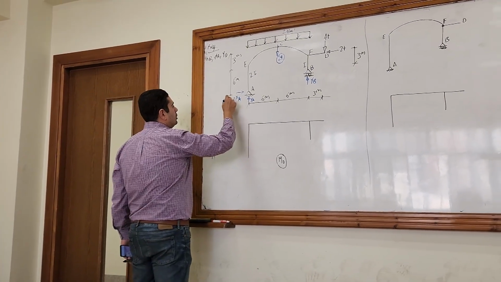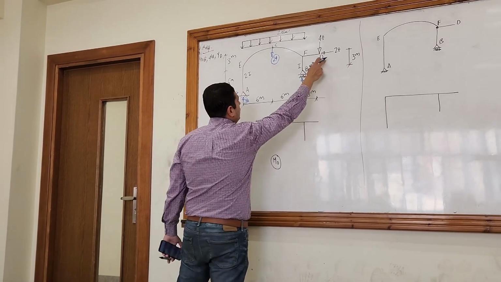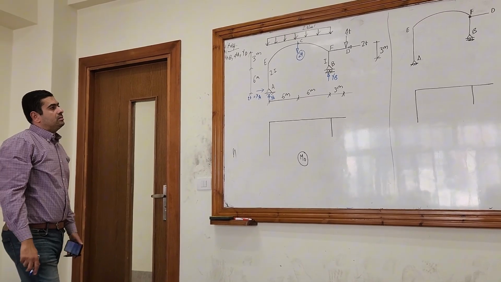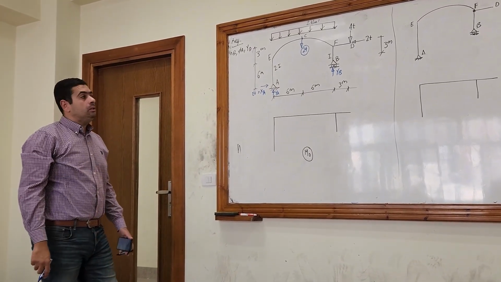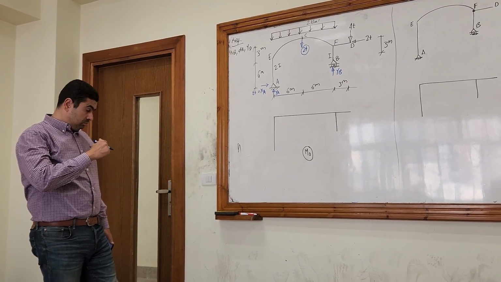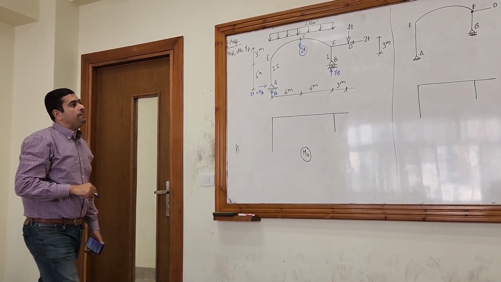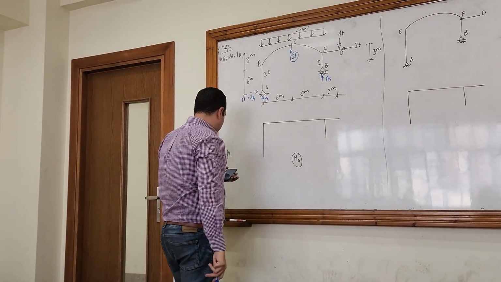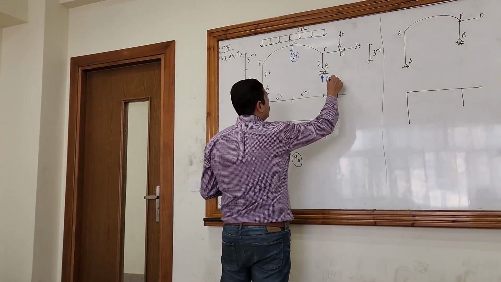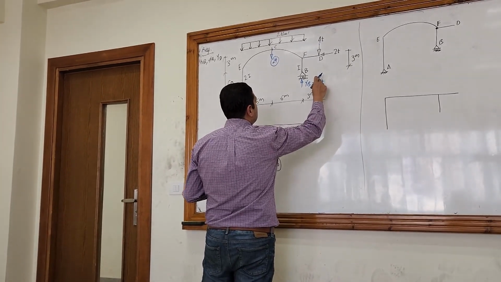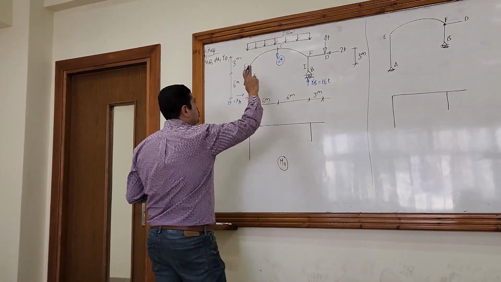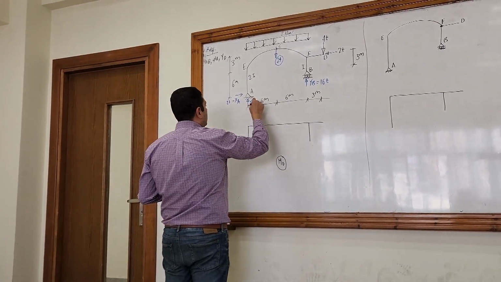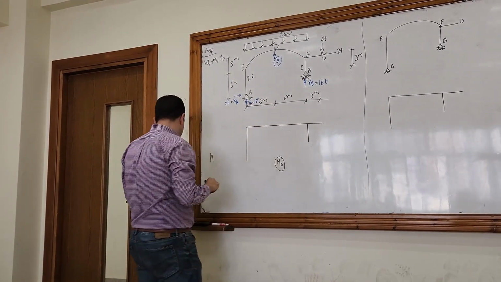XA is 2 ton to the right, the opposite direction for the 2 ton at point B. Okay. Let's take sigma moment at A to calculate YD. So 24 times 6, and then 4 times 15, and then 2 times 6, and YB times 12. YB will be equal to 16 ton. Sigma Y, 24 and 4, 28. YB is 16, so YA will be equal to 12.